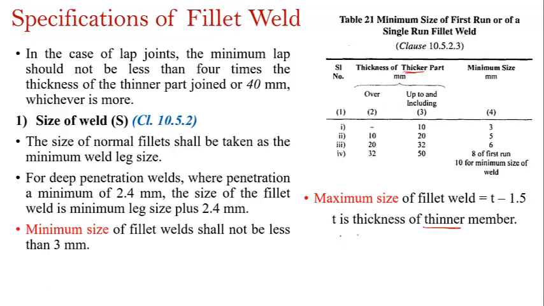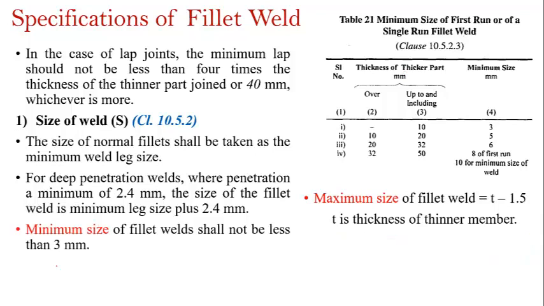That means suppose you have a plate which has 10 mm thickness and another plate which has 6 mm thickness. So the maximum size, that is S max, or the maximum size of the fillet weld is taken as T minus 1.5. What is T here? T is the thickness of the thinner member. That is, the thickness of the thinner member is 6 mm. So 6 minus 1.5. So the maximum size for this kind of connection is 4.5 mm. That's how you can find out the minimum size and the maximum size of a fillet weld.